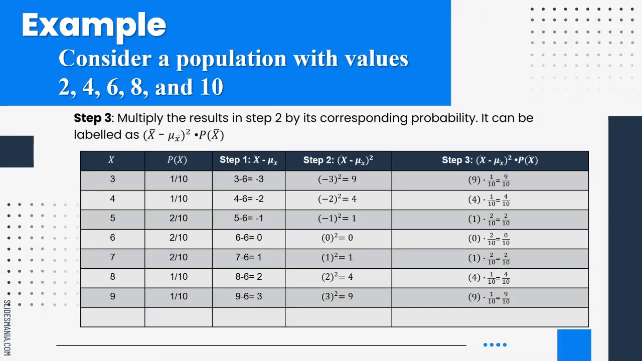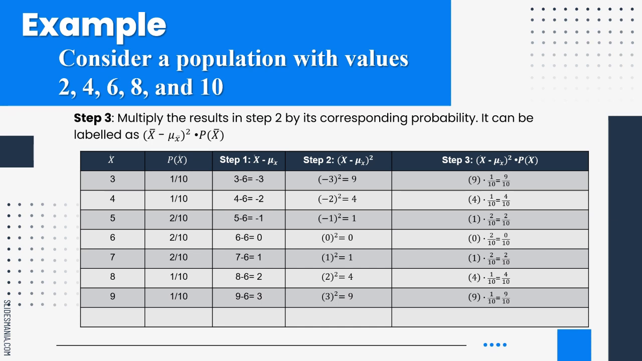For the third step, multiply the results in step 2 by its corresponding probability. It can be labeled as the quantity of x bar minus mu sub x bar squared, multiplied to the probability of x bar. So we will now have 9 multiplied to 1/10, that is equal to 9/10.